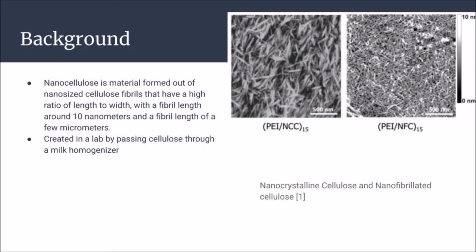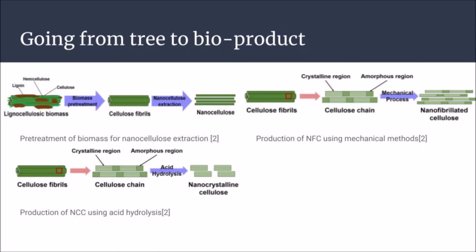Nanocellulose was invented in the 1970s in a laboratory environment. It was prepared by passing wood pulp through a milk homogenizer at high temperatures and pressures, which ended up creating nanocellulose. There are a few different methods of converting trees into nanocellulose, with varying efficiency and energy usage. Nanocellulose fibrils can be liberated from wood fibers using mechanical means, chemical methods, and a combination of the two.